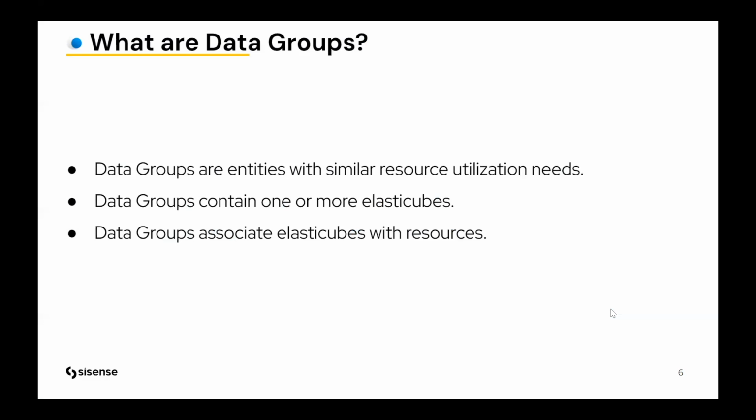What are data groups? Data groups are entities that have similar resource utilization needs. They combine the entities, which are ElastiCubes, and they group ElastiCubes where they have similar resource needs. In addition, data groups associate ElastiCubes with the underlying hardware resources and specify limits on those hardware resources. Data groups contain one or more ElastiCubes.